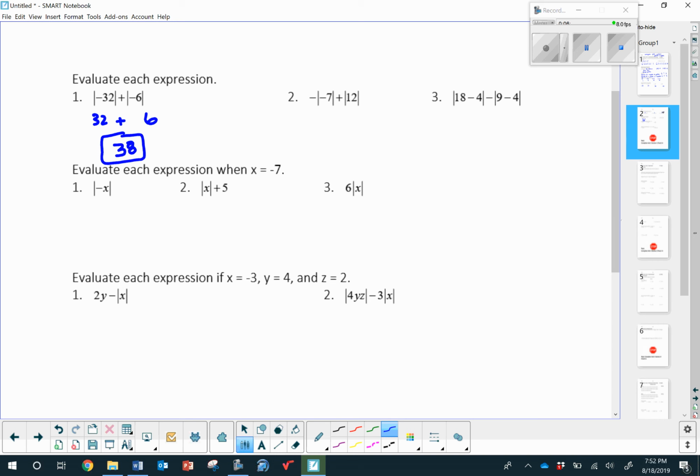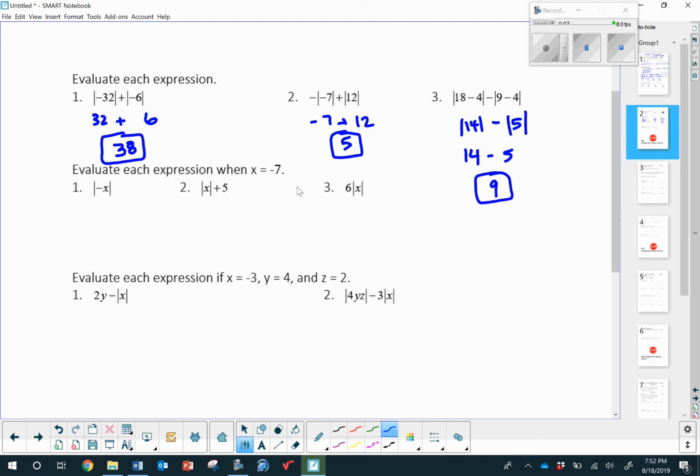So here, let's look at number 2. So it says the absolute value of -7. We know that's 7, but there's this negative sign outside of the absolute value. That doesn't go away. So we have -7 plus 12. That is in fact 5. Okay, the absolute value of 18 minus 4 is 14. Minus the absolute value of 9 minus 4, that's 5. So that is just 14 minus 5, which is simply 9.